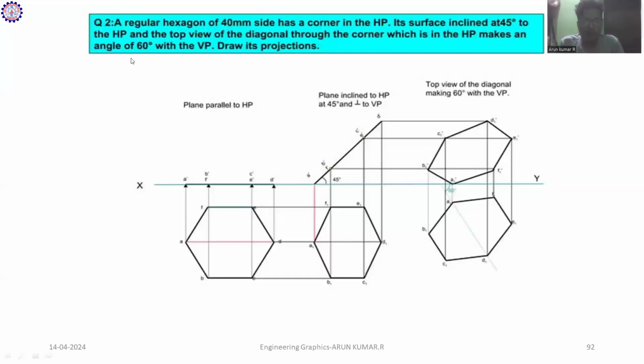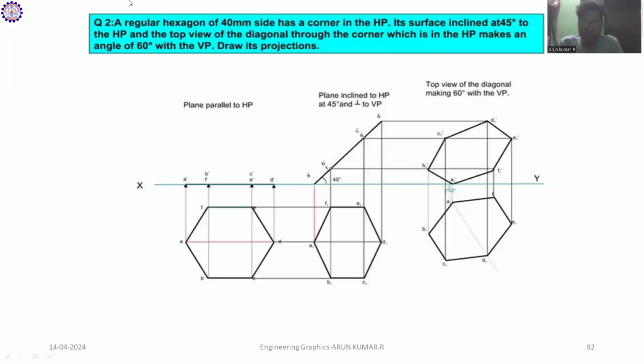Good morning. In this series, we look at another numerical problem, based on the position of a plane. Let's take an example. A regular hexagon of 40 mm side has a corner in HP. Its surface is inclined at 45 degrees to HP, and the top view of the diagonal through the corner which is in HP makes an angle of 60 degrees with VP. Draw its projection.